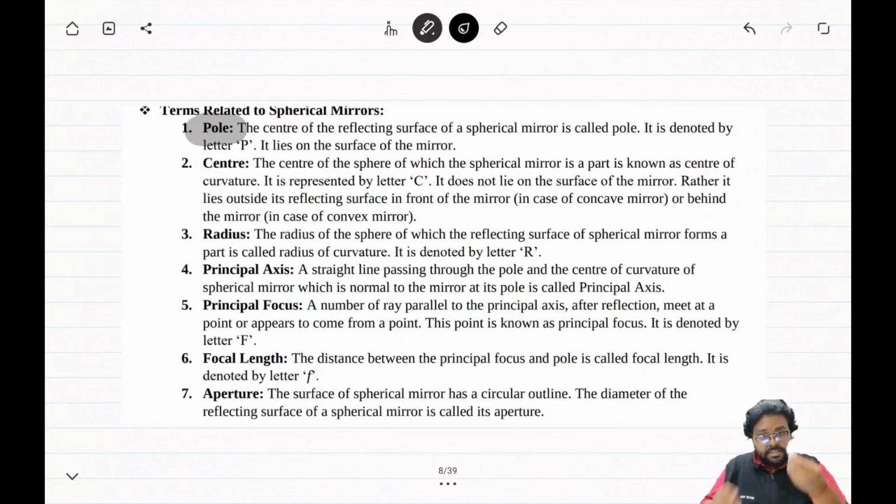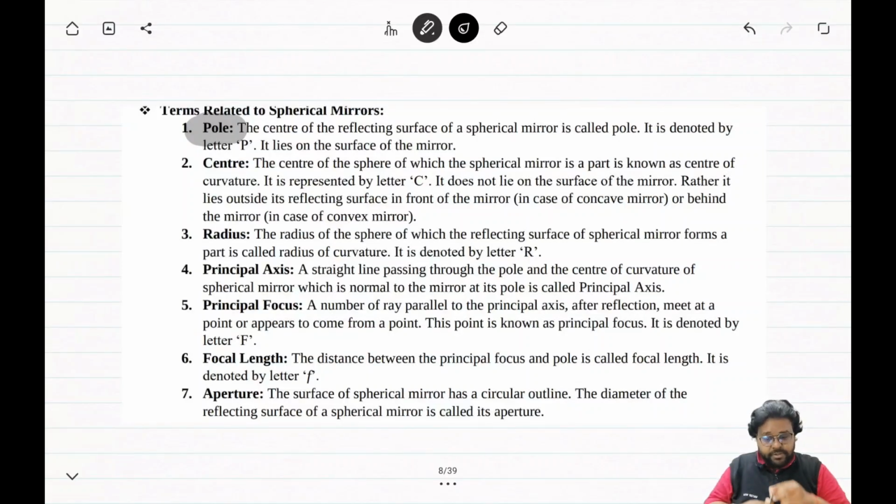Suppose this is a spherical mirror. It is spherical not because of the surface, but because of the curvature. This is curved. Because of the curvature, this is a spherical mirror. So the centermost point of this reflecting surface is the pole.